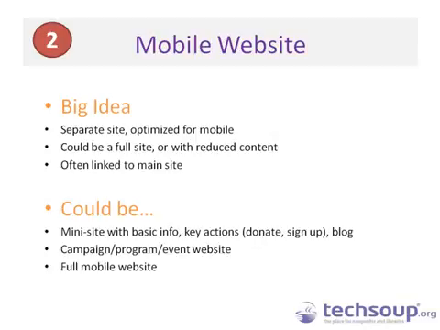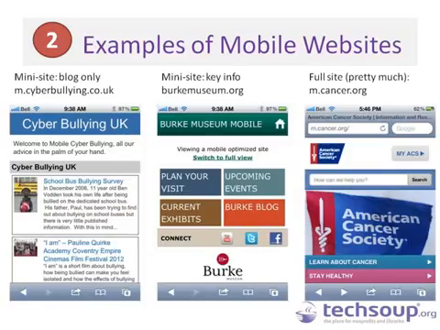It could just include your blog, or it could just include a few key pages with pieces of information, what's called a mini site, or it could be a specific campaign website or a specific program or event, something like that, right? Maybe if you're running a specific campaign and you want to make that mobile friendly as a way to test out what kind of response you get from mobile, then you could build a separate mobile website for that campaign. So I've shared here a few different examples of what this could look like. The first example is from an organization called Cyberbullying UK, and what they've got is a mini site that is just their blog.